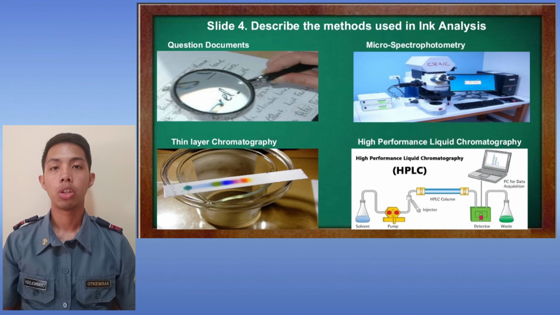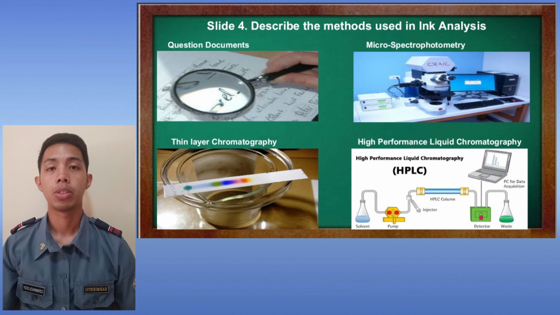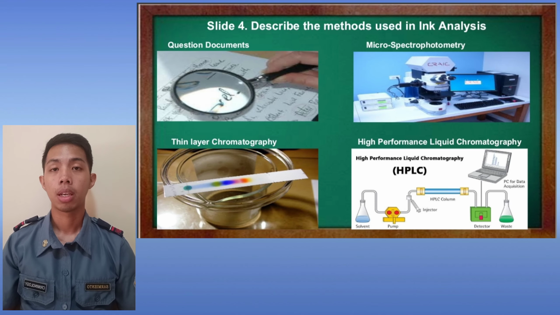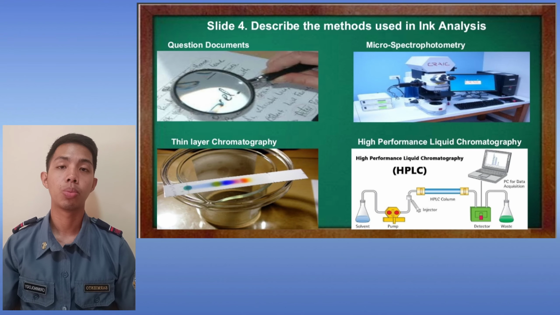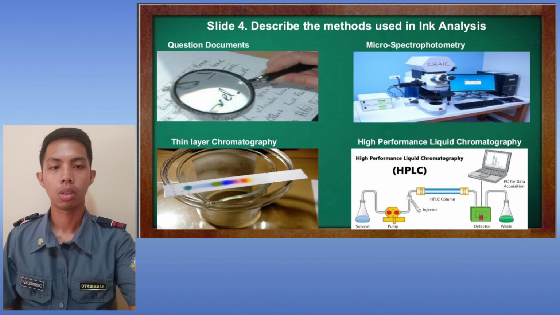The main method of destructive testing of ink is known as thin layer chromatography. A tiny sample of the inked paper is punched out using a thin hollow needle; a hypodermic syringe is ideal. The sample is placed in a test tube with a solvent that dissolves the ink.